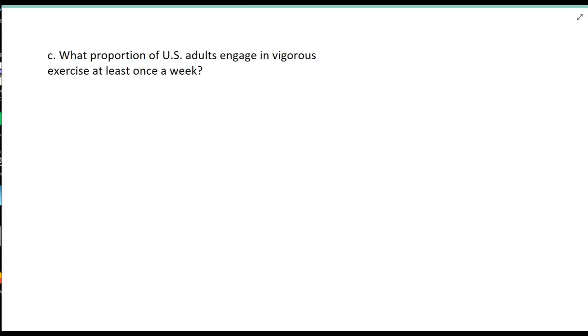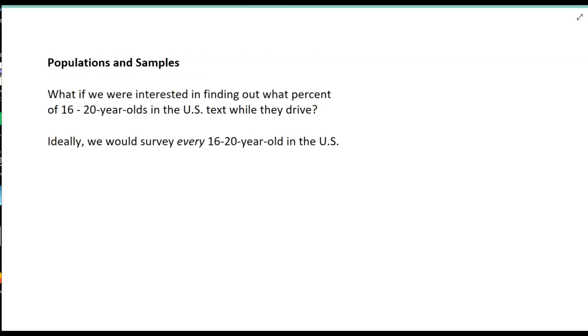Now let's say we were interested in finding out what percent of 16 to 20-year-olds in the United States text while they drive. That's a pretty statistically significant question because it's going to change from person to person, right? Hopefully nobody texts while they drive, but we know that does happen. Okay, so how are we going to figure that out? Well, ideally we would survey every single 16 to 20-year-old in the United States. Obviously that's not feasible. It'd be prohibitively expensive and it would take forever.